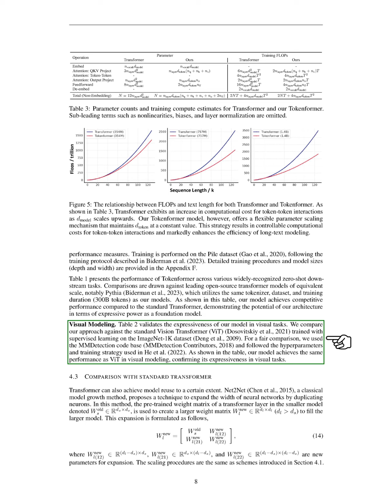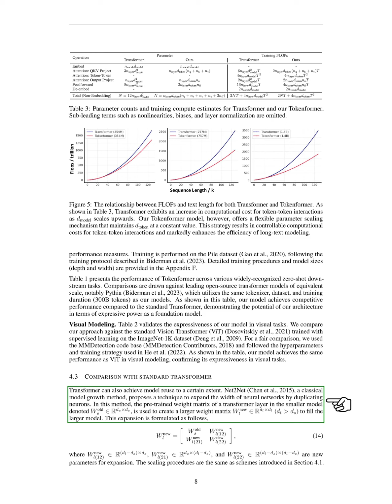We also discuss how transformers can achieve some level of model reuse. The net-to-net method allows for expanding the width of neural networks by duplicating neurons. In this approach, we use the pre-trained weight matrix from a smaller model to create a larger weight matrix for a bigger model. This expansion involves new parameters for the larger model while maintaining the scaling procedures outlined earlier.